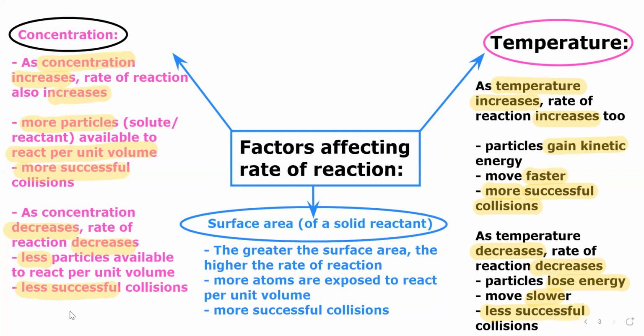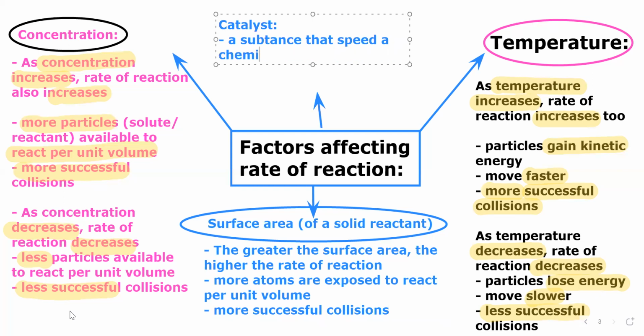We have one more factor that will affect rate of reaction, and what is that? Surface area we have done. Now we will talk about catalyst as well. Catalyst, first of all, what is it? It is a substance that speeds up a chemical reaction and remains unused. This is important, it will remain unused.